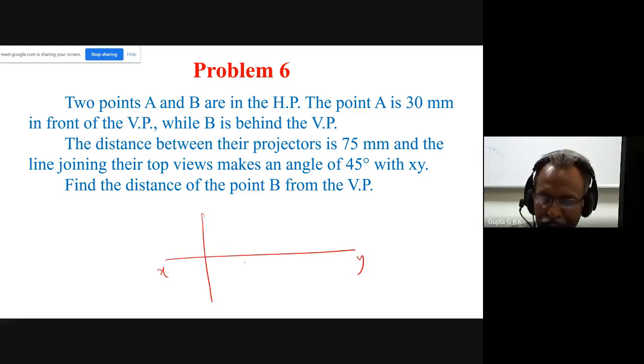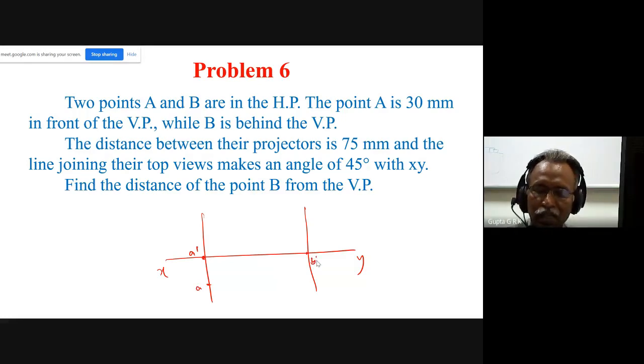Now I have to draw XY. Draw one line for A dash and another line for B dash. Between them 75 mm. So this is A dash here, and the small a is 30 below. So a will be here and B dash is here. And small b should be above. But the line joining small a and small b, their top views, is 45 degrees. So I have to draw a line 45 degrees either above or below. Which way I have to draw that 45 degrees? B should come above like this. So B is here, and I have to show 45 degrees like this.